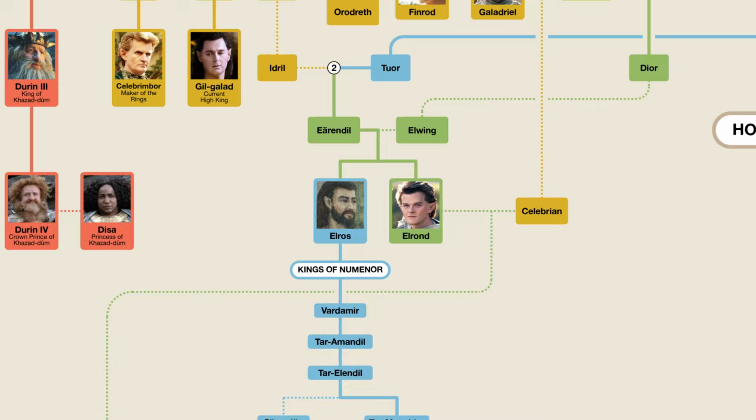You see, half-elves can choose to live as elves or as humans. Elrond chose to remain an elf, but Elros chose to become a human. He founded the kingdom of Númenor and became its first king. Númenor is the place where most of the humans are living at the start of the Rings of Power.